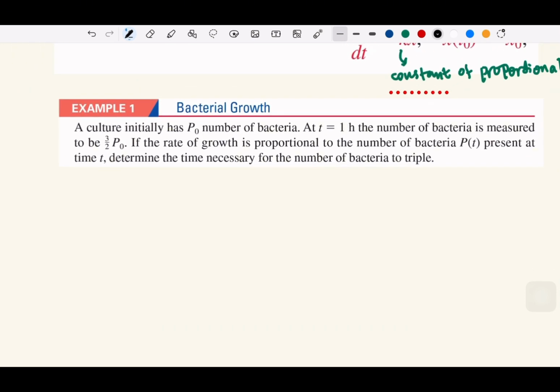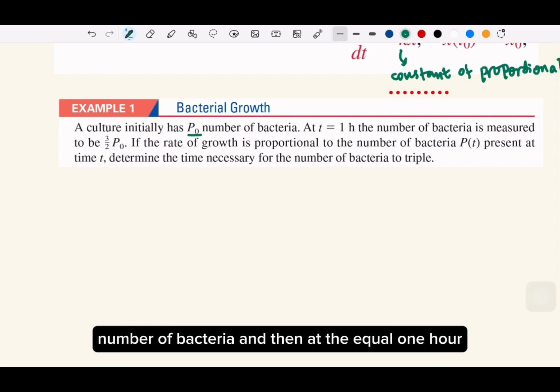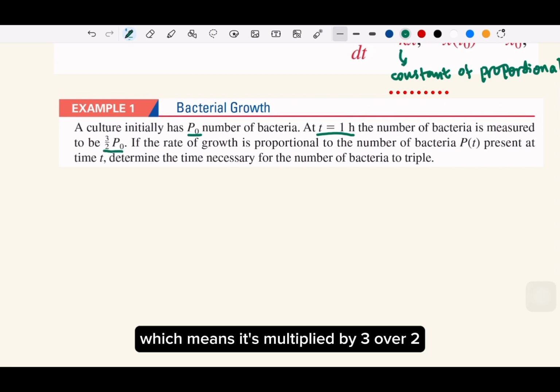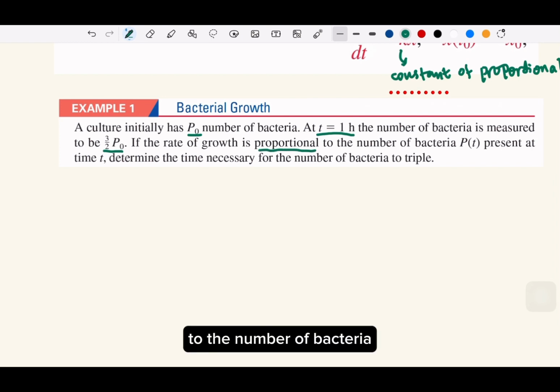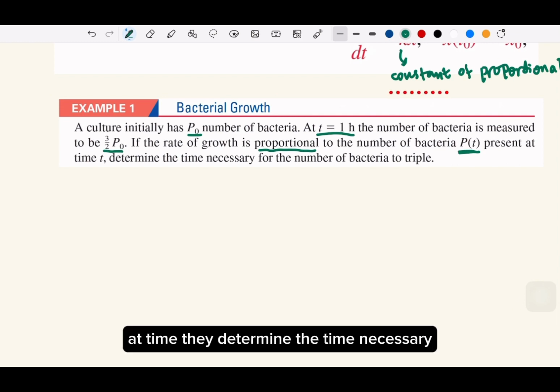It has an initial number p0 of bacteria, and then at t equals 1 hour, the number of bacteria measured is 3 over 2 p0, which means it's multiplied by 3 over 2. And if the rate of growth is proportional to the number of bacteria, we define bacteria as a function of t. At time t, determine the time necessary for the number of bacteria to triple.